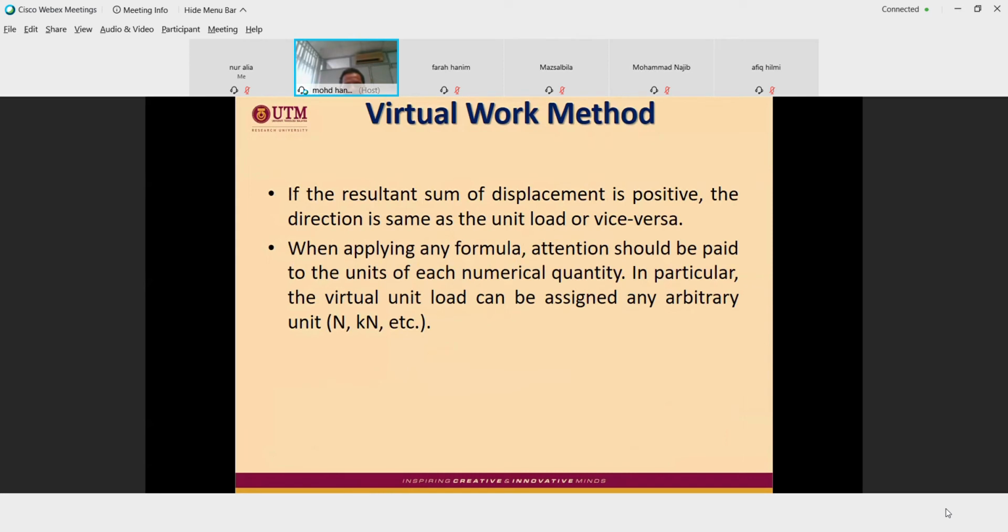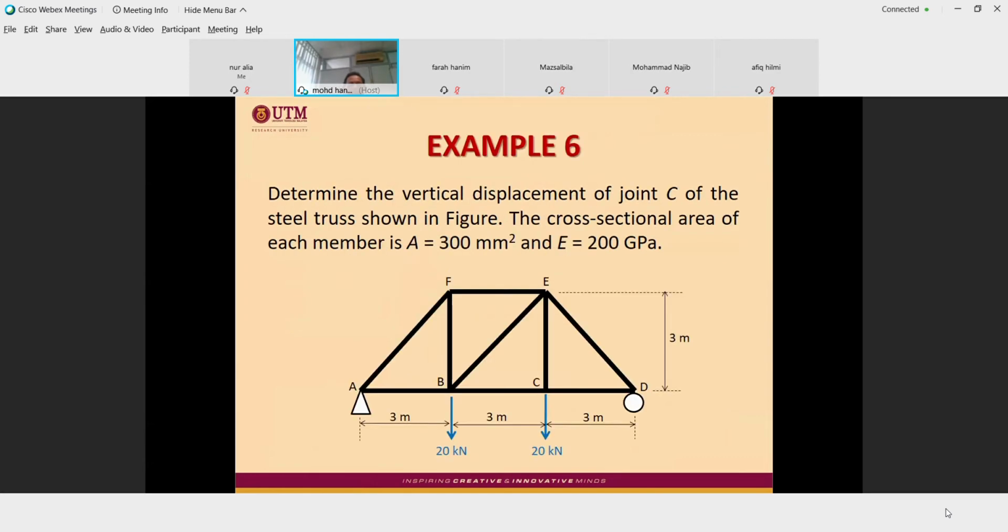Okay, some additional information here. If we explain without a table or without an example, it's quite difficult. So we go to the table and then we see which one is positive, which one is negative, which one is in compression, which one is downward deflection or upward deflection. Example.